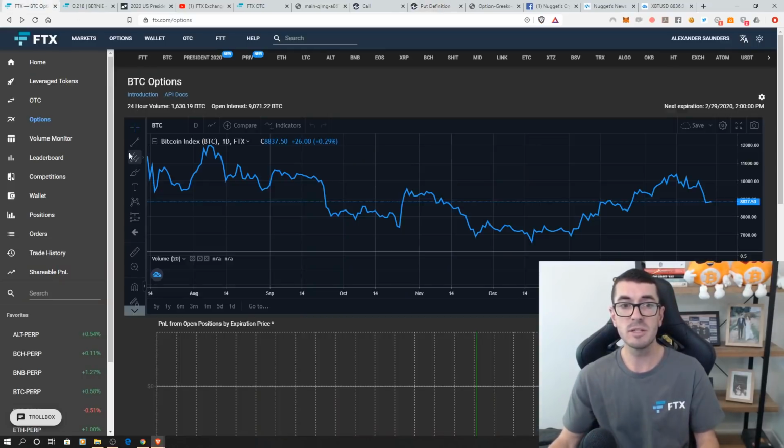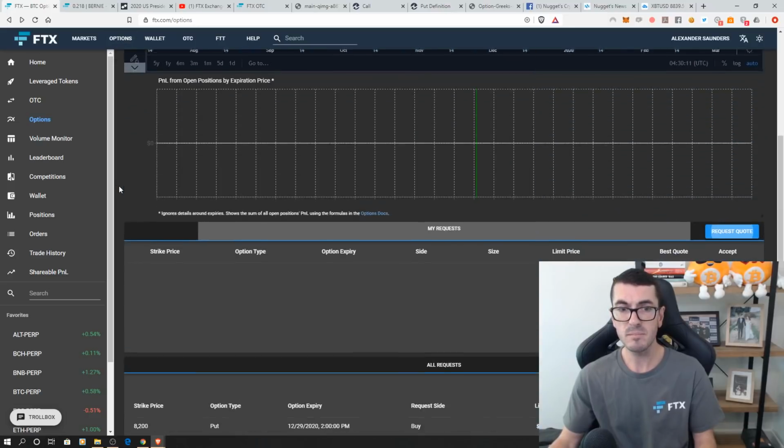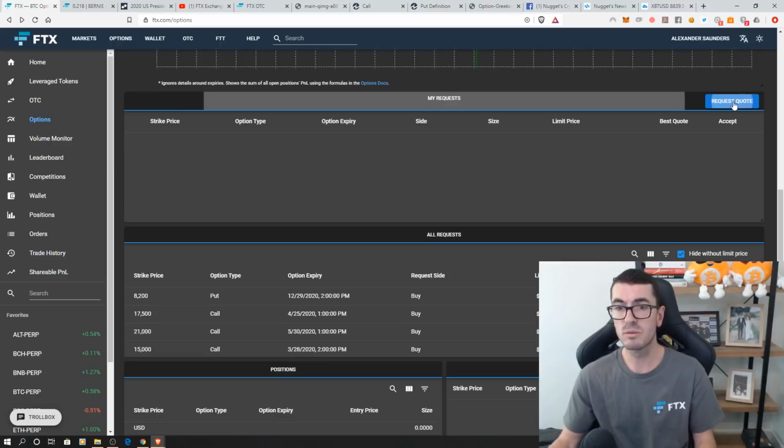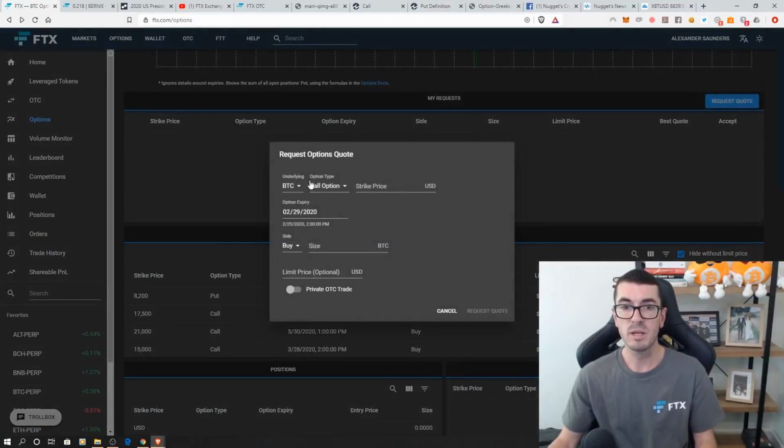So let's head over and let's do an example of these two different types of trades. This is just the Bitcoin price on a chart here. We've clicked on the options tab. Let's scroll down and click on request quote. So let's do a bullish trade to start off with.